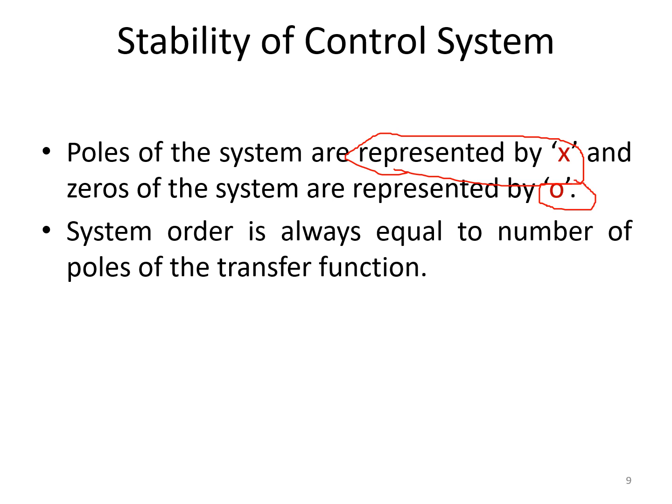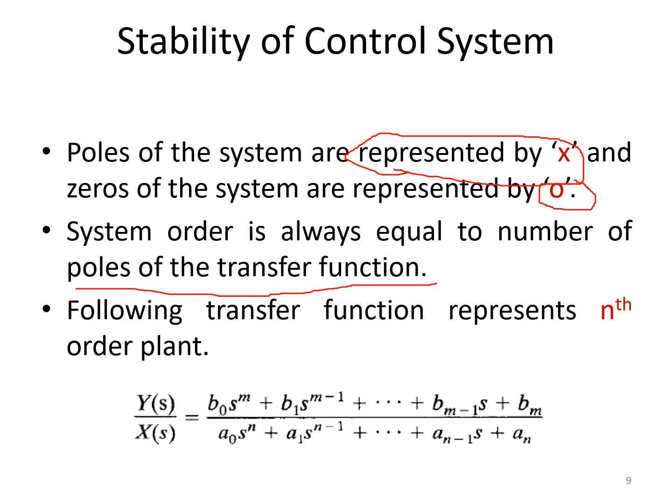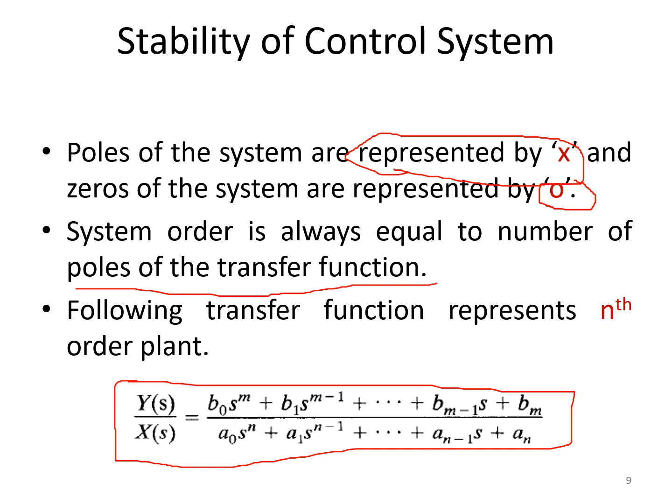And the system order is always equal to the number of poles of the transfer function. Very important thing. So if you want to determine the order of a system, it is nothing but equal to the number of poles. So this is an example of an nth order plant with a transfer function where you have m poles and n zeros.